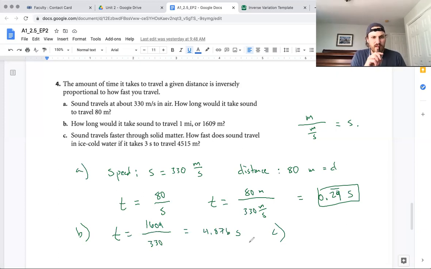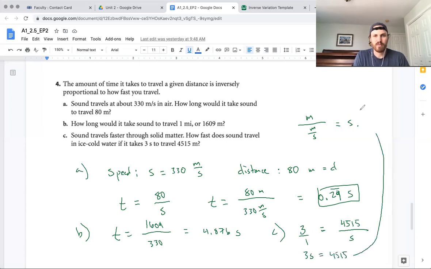And finally, C, sound travels faster through solid matter. How fast does sound travel in ice cold water if it takes 3 seconds to travel 4,515 meters? So now we basically have our time, which is 3 seconds, is equal to our distance, 4,515, divided by our speed, and we want to know what our speed is. So what we could do is cross multiply and get 3s is equal to 4,515.